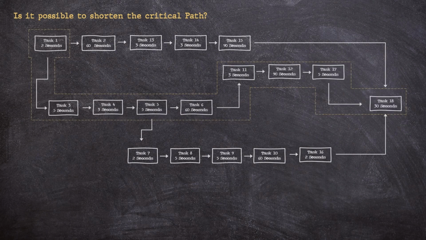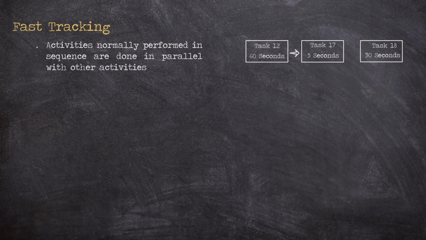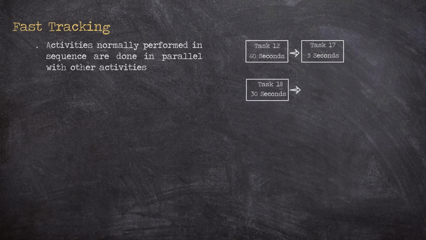One important question you may ask is, is it possible to shorten the critical path? The answer is yes. We can use two schedule compression techniques such as fast tracking and crashing. Fast tracking is a technique where activities normally performed in a sequence are done in parallel with other activities. Example, while waiting for the egg to cook in task 12, you can already start task 18, setting the table, without having to wait for all the other tasks to finish.